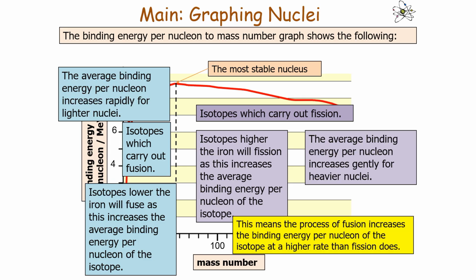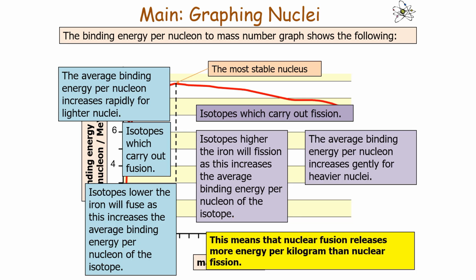So what this means is that the process of fusion increases the binding energy per nucleon of the isotope at a higher rate than fission does. This means that nuclear fusion increases the nuclear stability much more easily than nuclear fission, which fundamentally means that the nuclear fusion process releases more energy per kilogram than the nuclear fission one.